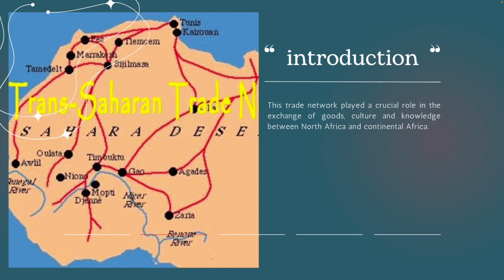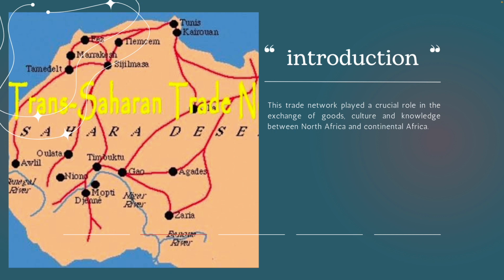This trade network played a crucial role in the exchange of goods, culture and knowledge between Northern Africa in particular and continental Africa. Remember what I said: continental Africa has been referred to as sub-Saharan in history books. We call it continental because it plays a very prominent role in the history of Africa and in the history of the Trans-Saharan trade.